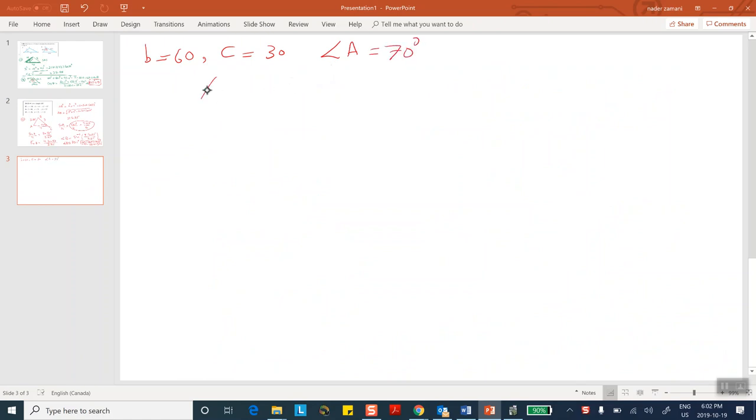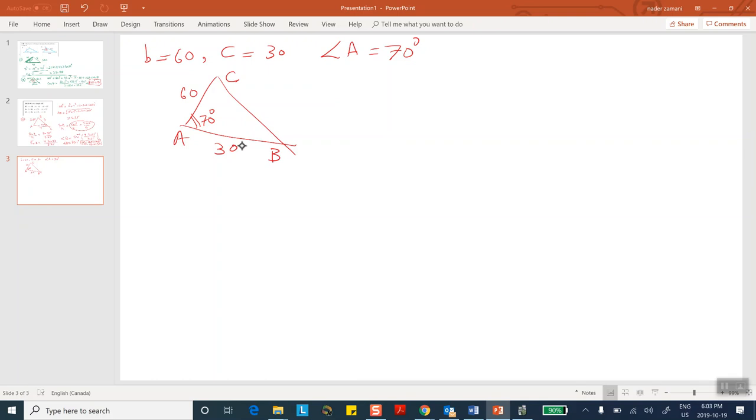Okay, so I'm going to draw this and label these A, B, C. This angle is 70 degrees. B is 60. C is 30, right there. And obviously this is side angle side, which requires the use of law of cosines. So we have BC equal to the square root.